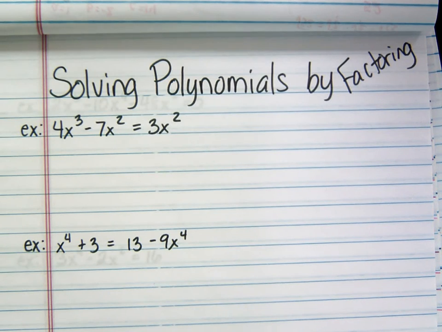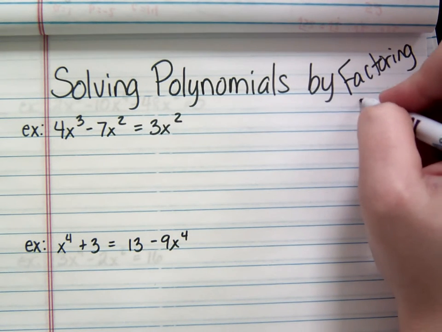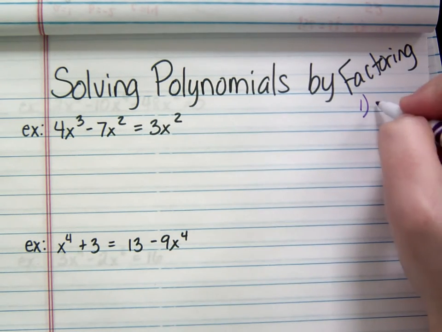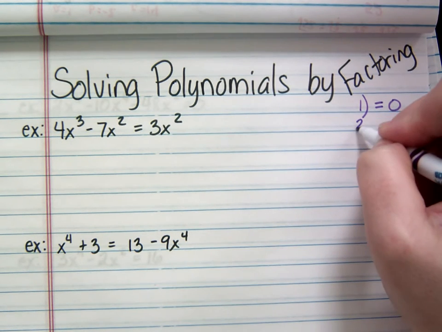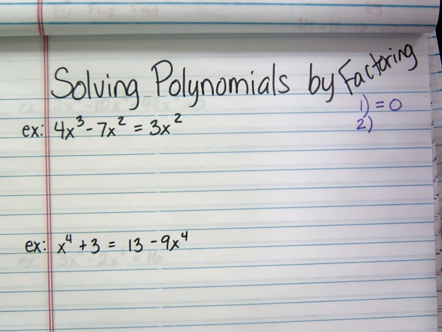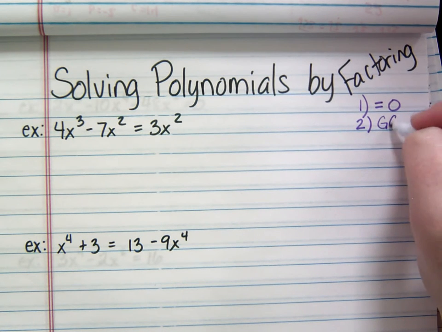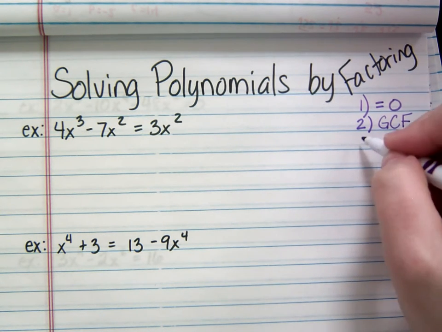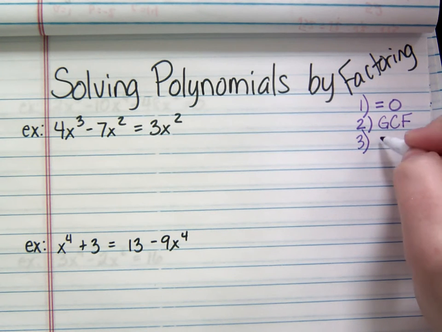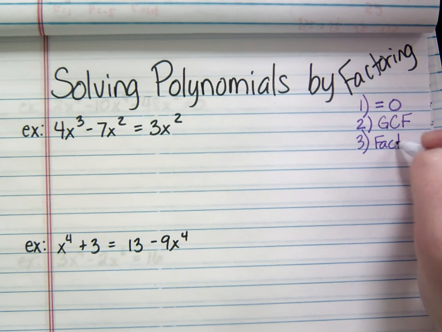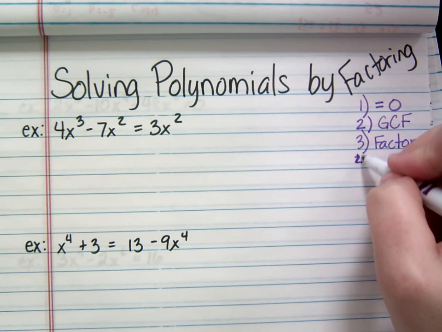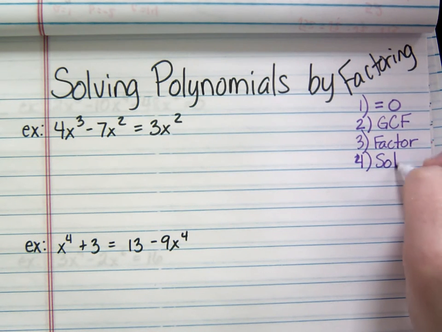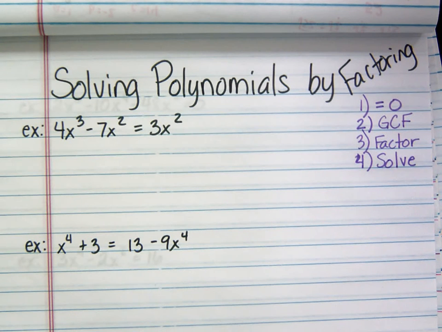So first, when you go to solve by factoring, you want to make sure it's equal to 0. Next thing you do, look for a GCF. After you look for a GCF, factor if possible. Most of the time it will be. Then you solve each factor for 0.